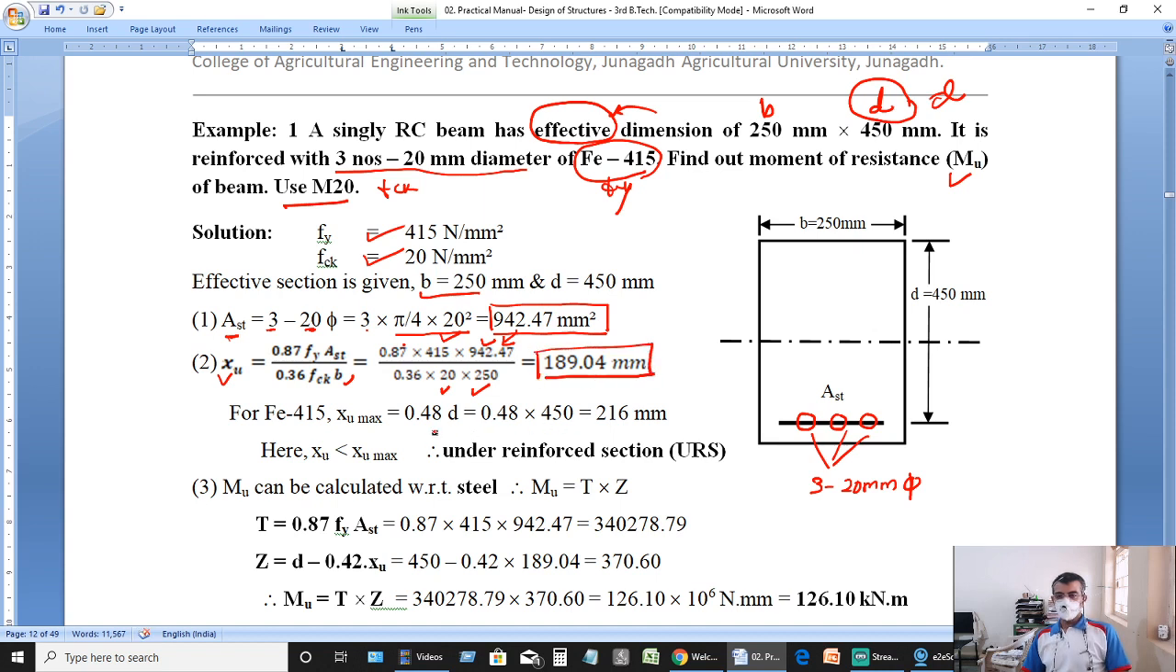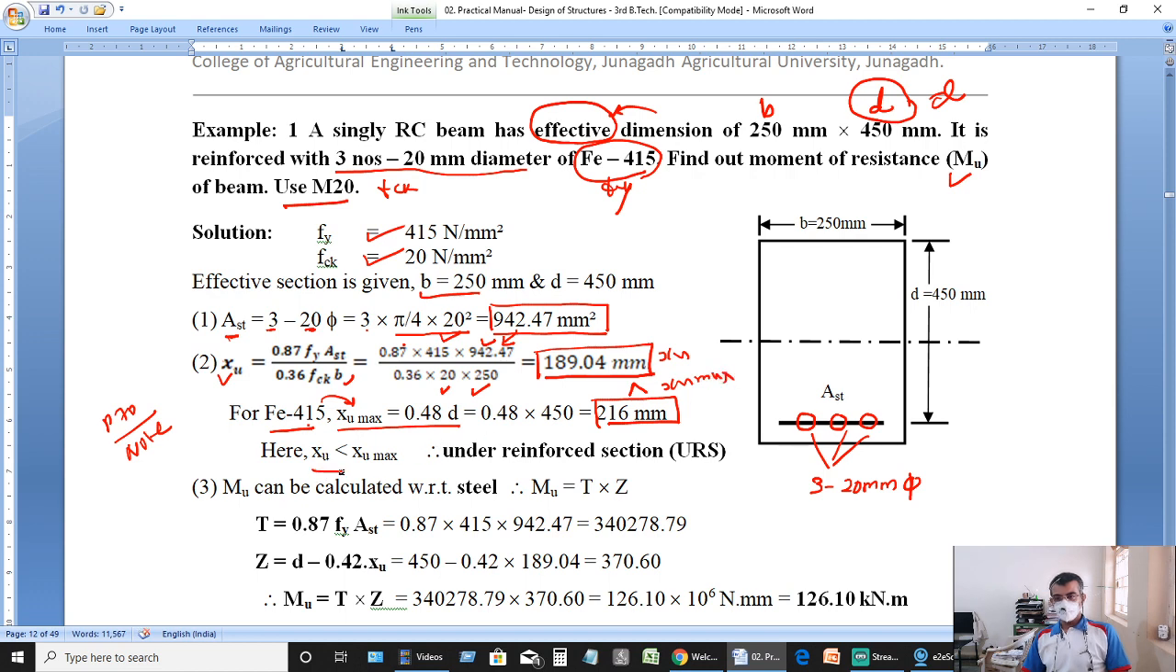Now, according to page number 70 of 456, there is one note given. For different grades of steel, you have different values for XU max. So if your grade is 415, then XU max is equal to 0.48D, and put the value of D as 540, and you will get the XU max. So see here, your XU max is greater than your XU. This is your XU and this is your XU max.